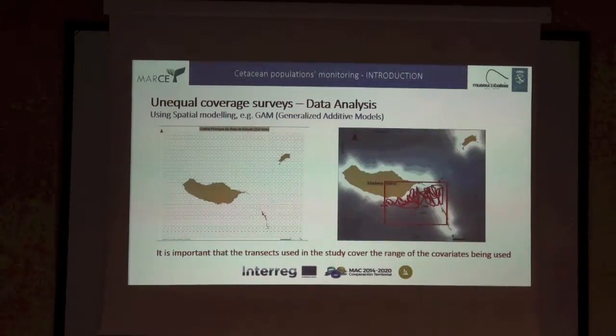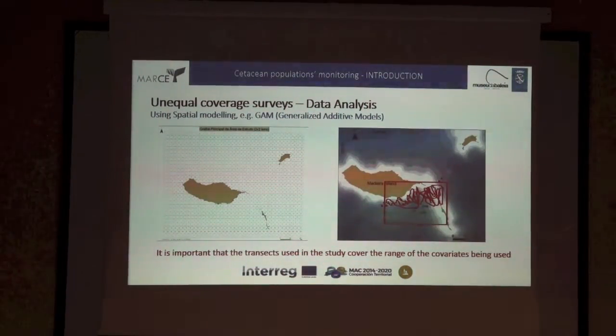And here we're talking about the application of generalized additive models. It is important that the transects used in the study area cover the range of the covariates being used. So let me try to explain what I mean here. Rather than using just equal coverage, we use covariates like depth, distance from coast, and temperature of the water, which we get from satellites for the whole study area. And then we use the relationship between the presence of the animals and those covariates to extrapolate from our transect lines to the whole study area.